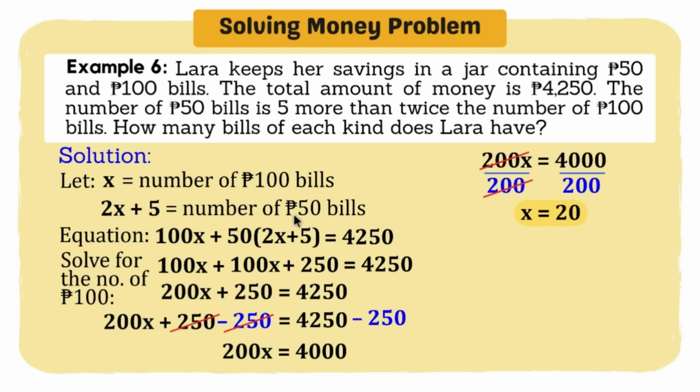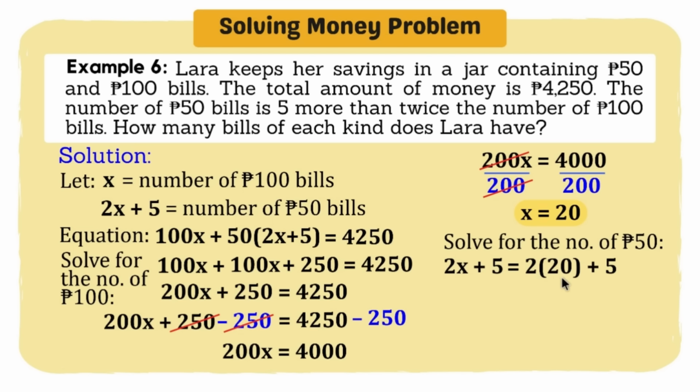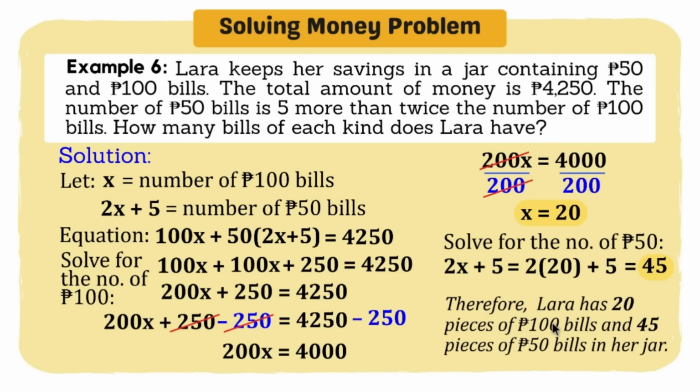Now, for the number of 50 peso bills, it is 2x plus 5. So, substitute lang po natin dito sa expression natin. 2x plus 5, gawin nating 20 yung x. So, 2 times 20 is 40, plus 5, it will be 45. So, the number of 50 peso bills is 45. Therefore, Lara has 20 pieces of 100 peso bills and 45 pieces of 50 peso bills in her jar.